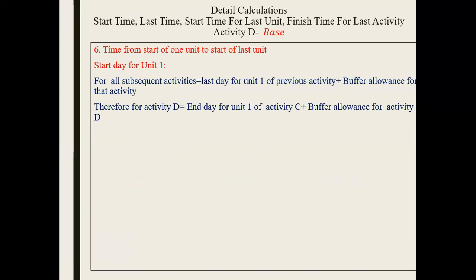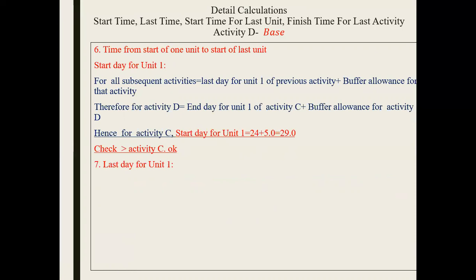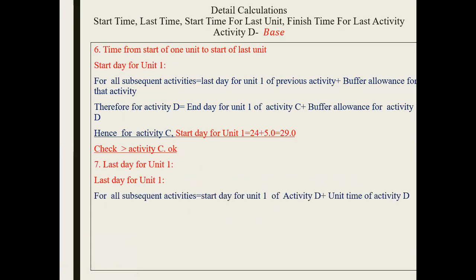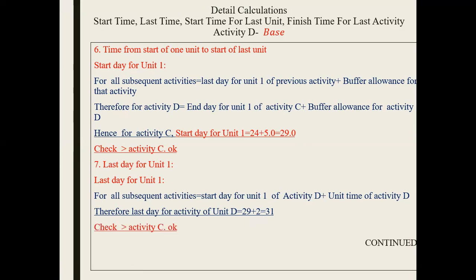Now, same thing. 24 plus 5 is 29. We need to check. It's okay. Just an error, this is activity D actually, sorry. Then the last day is again 29, as we have calculated. Then the unit time 231, so that's okay. Continue.